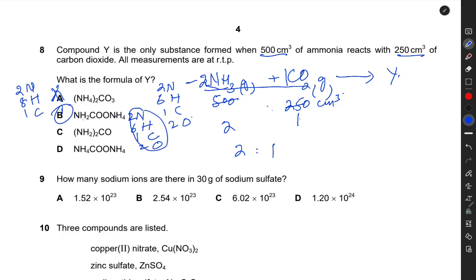B is correct option. In C there are 2 nitrogen and 4 hydrogen, so it is incorrect. In this case there are 2 nitrogen and 8 hydrogen, so this is also incorrect. So B option is correct option.